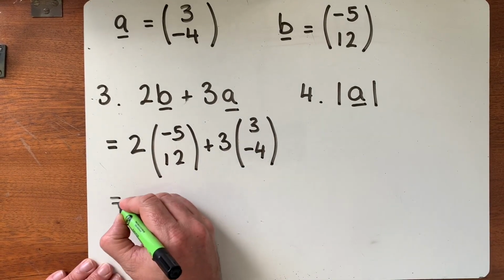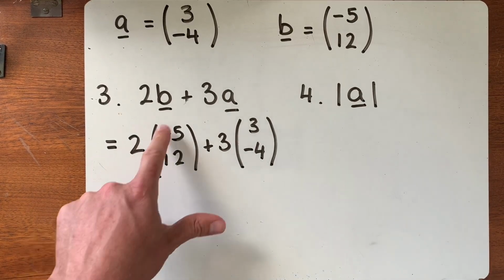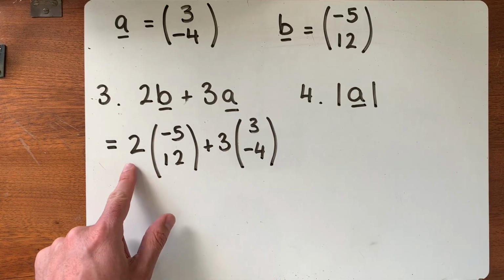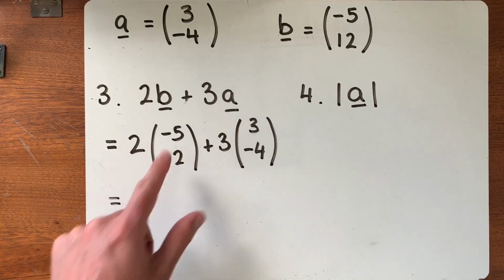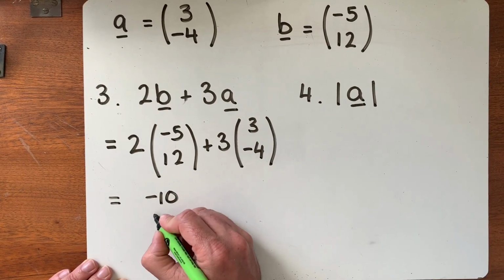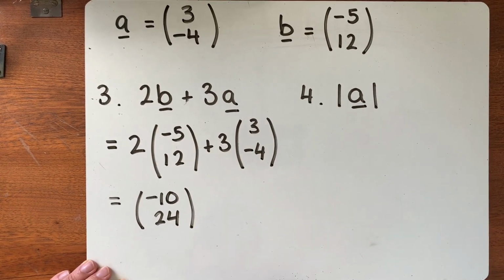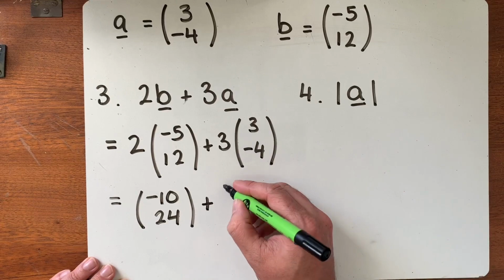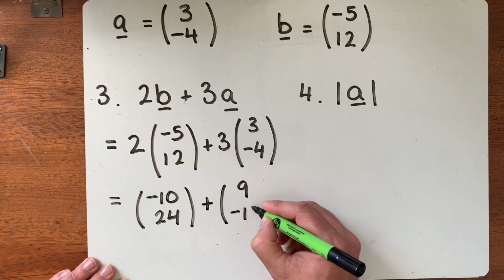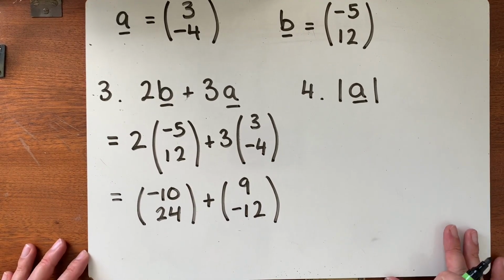Okay, so if I do the multiplication, it's a lot like the distributive law. The value in front of the brackets gets distributed between both components through the medium of multiplication. So 2 lots of negative 5 is negative 10, and 2 lots of 12 is 24. With the second one, we've got 3 lots of 3, which is 9, and 3 lots of negative 4, which is negative 12.